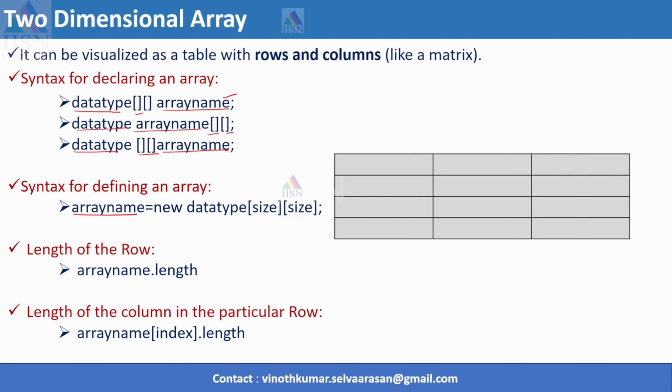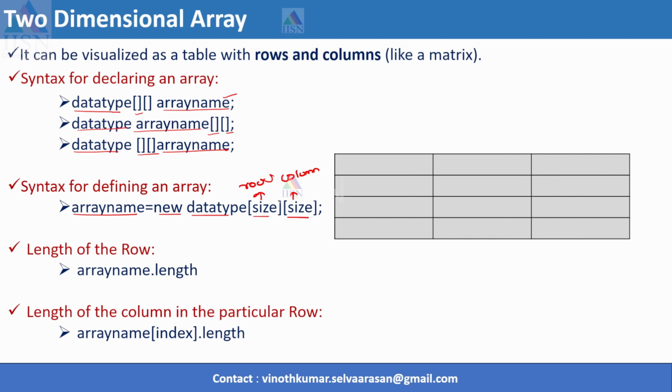So we mention the array name and then new data type. Then we mention the row size, followed by the column size. This is for the row and this is for the column. So it's going to create the array like this.